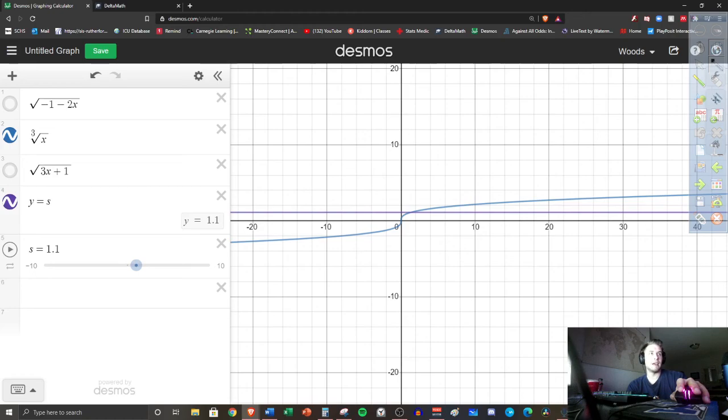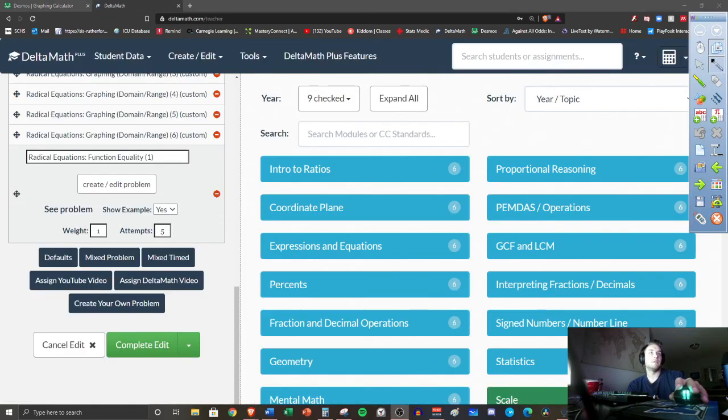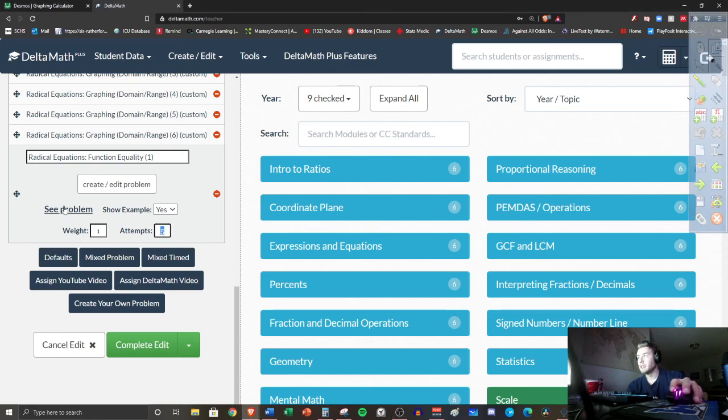Let's look at some Deltamath. I've got more work to do with Deltamath as far as putting problems up, but let me give you just an example of what you're going to be looking at. So far this is what I have on here. I've only got one question. I'm probably going to end up with like 7 or so, but I gave you 5 attempts on it. Let's look at this problem.